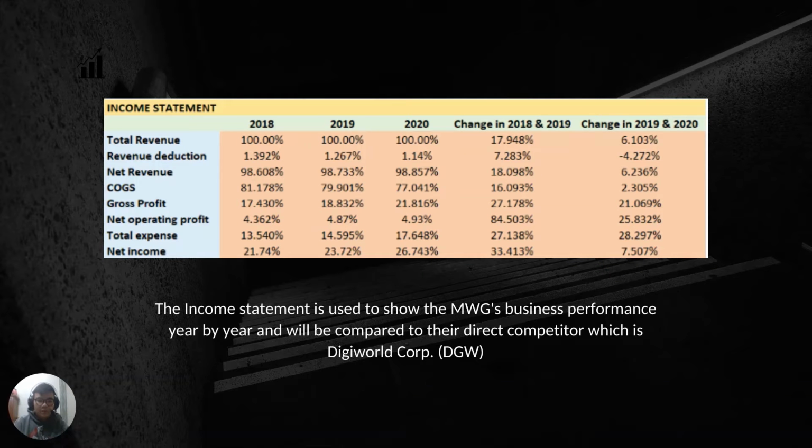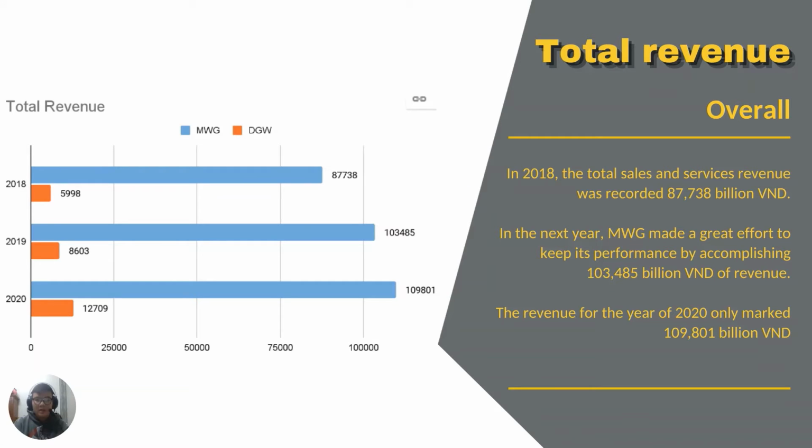About the income statement, here is the table of the income statement for Mobile World Group. It is used to show MWG's business performance year by year and will be compared to their direct competitor, which is DG World Corporation. Let's take a look at the total revenue. In 2018, the total sales and services revenue was recorded at 87,838 billion Vietnam dong. This could be considered as MWG's success, as 2018 is the period of technology appliances.